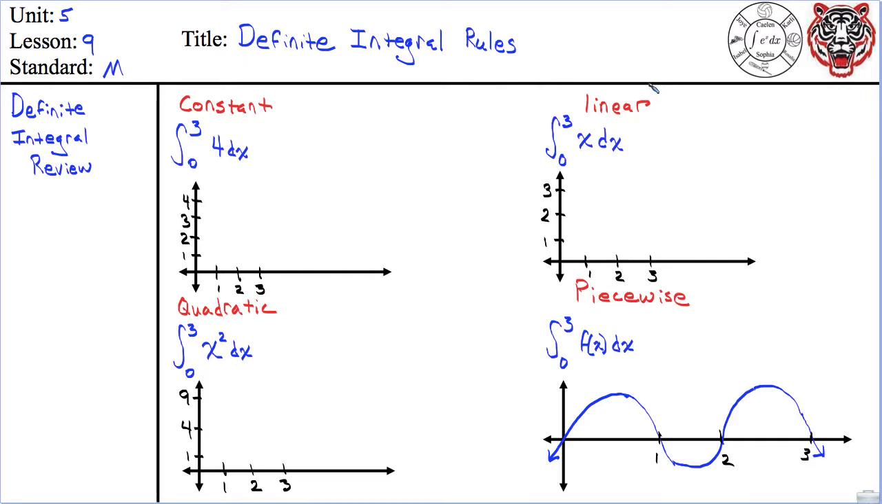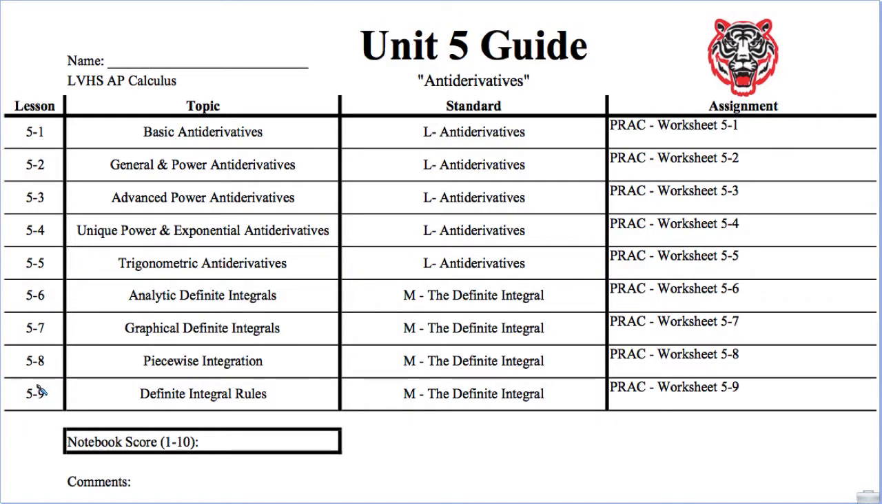This is AP Calculus, Lesson 5-9. We are still on Standard M. Where are we in our unit? We are right at the end. This is the last lesson for the unit before we move on to the self-checks.